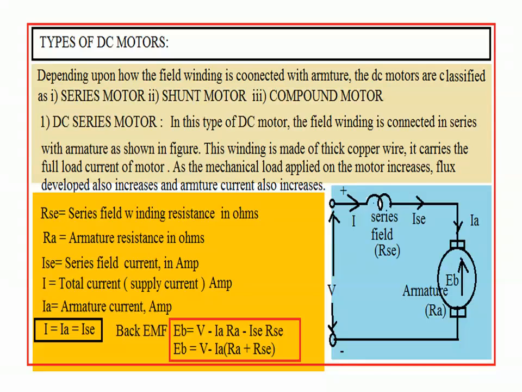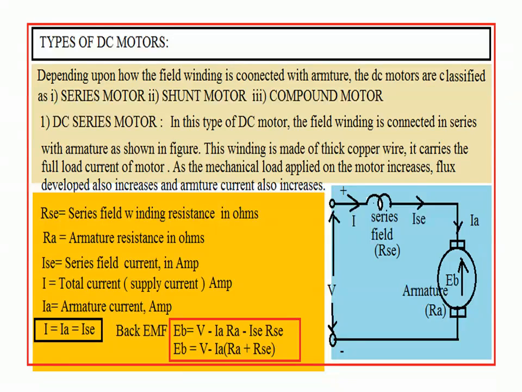First one is easy. As per the field winding connection along with armature, the motors are classified as number 1 series motor, number 2 shunt motor, number 3 compound motor. So this is the main classification. After that we have to see some explanation and its related equations. This we have already seen in classification of DC generator, in the same fashion.